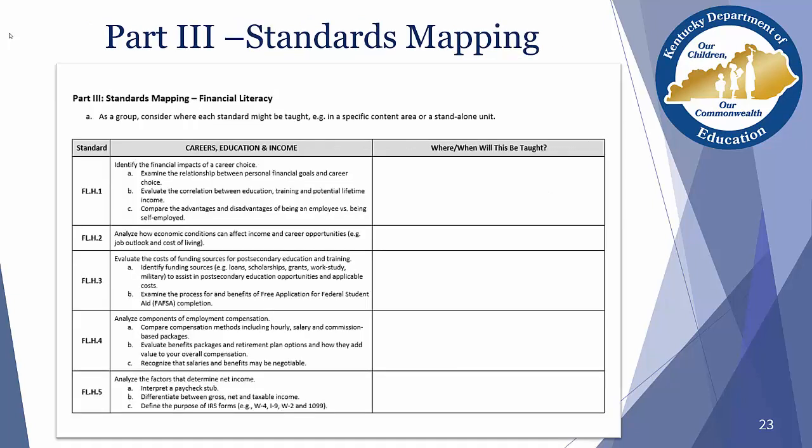The third part is standards mapping. So with this, all of the standards are listed in the center column, and the purpose of this is to consider where you're going to cover that standard within the course or the program, however you choose to implement it. This model would be specifically helpful if you're looking at a program or a combination of a course and a program to implement these standards, just to ensure that these are being taught across that integration model.